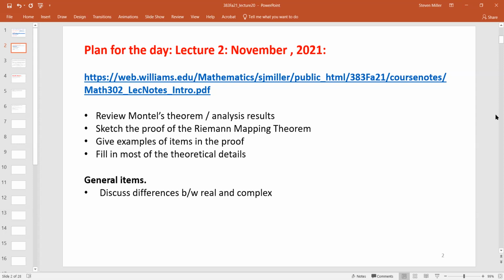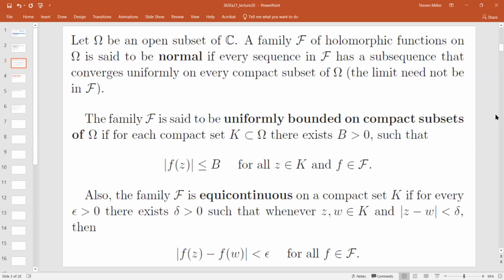All right, so just a quick review of the terminology that we're supposed to have. A family is normal if every sequence in F has a subsequence that converges uniformly on every compact set. Given that group theory is taught in this class beforehand, it was good that Professor Lipp erased everything, because she could have a different definition of normal on the board right now. This is our definition of normal: every sequence has a subsequence that converges uniformly on every compact set. The limit need not be in the family.